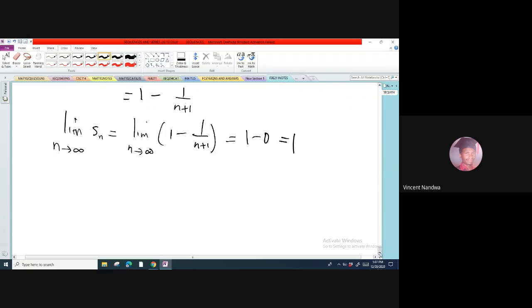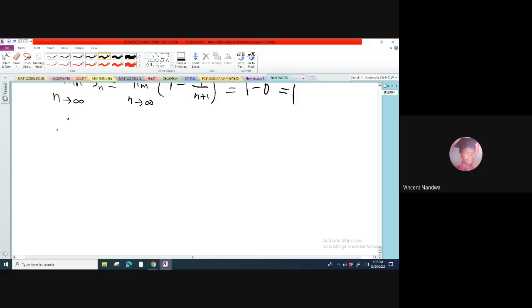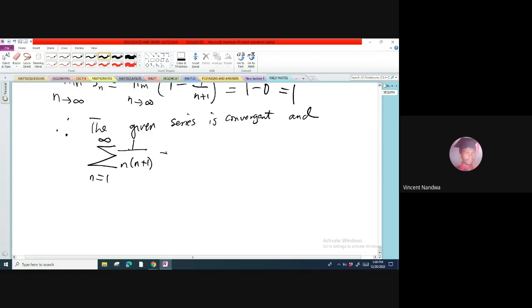So therefore, the given series is convergent and its sum is 1. So that's what we have.